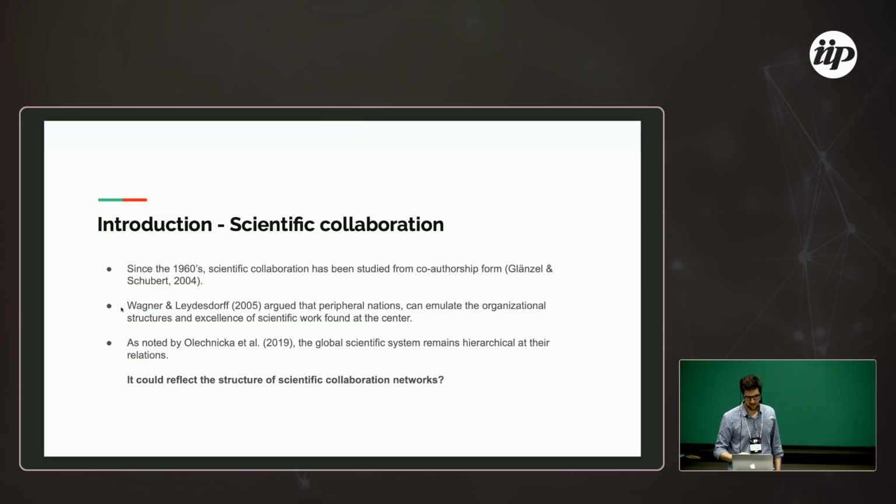Specifically in scientific collaboration, we have networks being studied since the 60s, and Wagner and Leydesdorff argued that peripheral nations can emulate organization structures from the central countries, making it different. So we ask how the structure of scientific collaboration networks differs between the peripheral nations or institutions and the others.